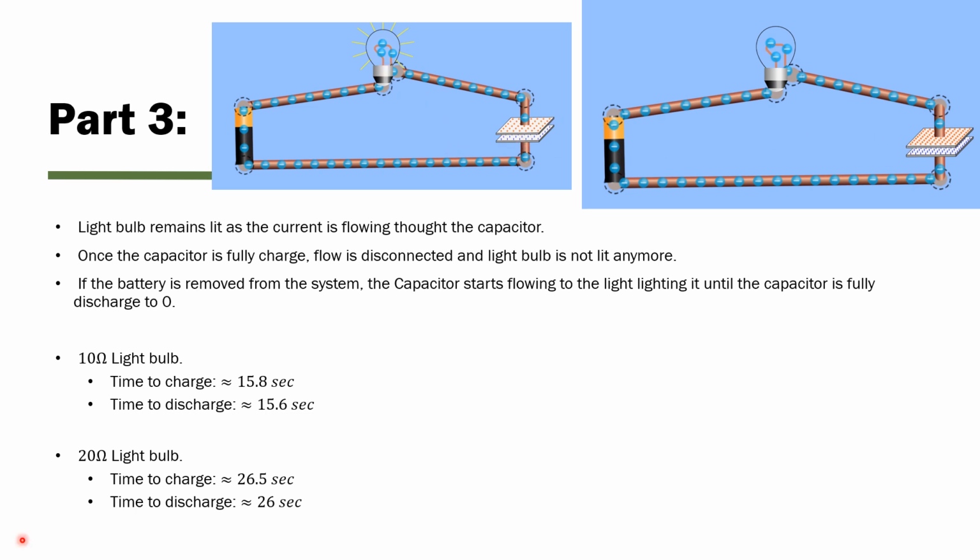In this experiment, we experimented with both a 10 ohm resistance light bulb and a 20 ohm light bulb as well. And then by hand, we calculated the time it took to charge and discharge for both light bulbs. You can see it was around 15.8 seconds and 15.6 seconds, and 26.5 seconds and 26 seconds.